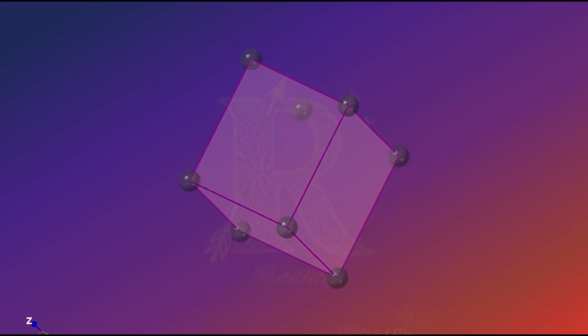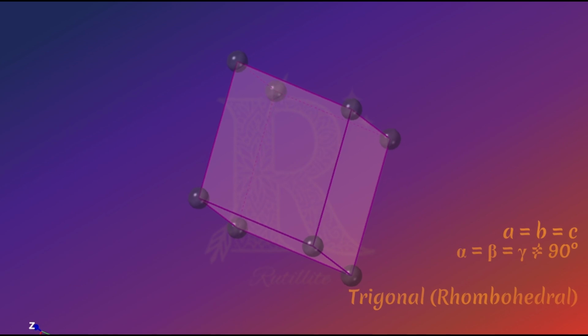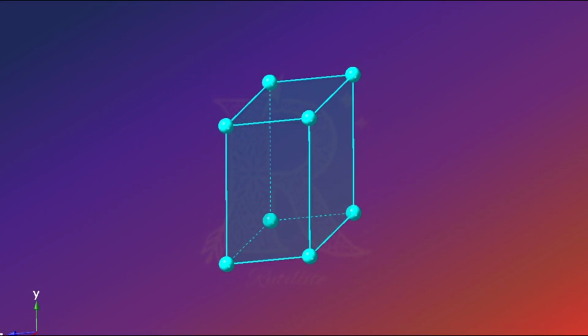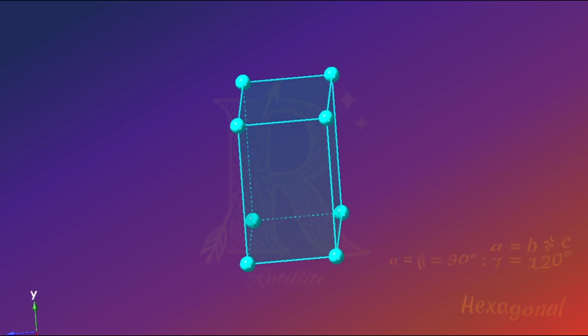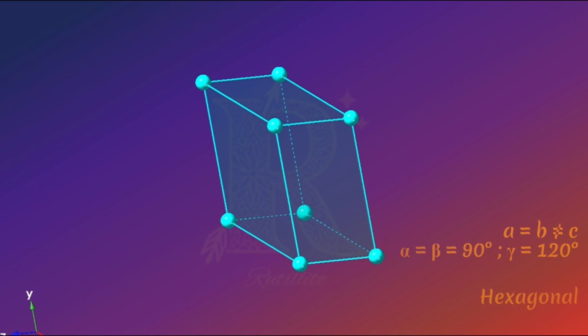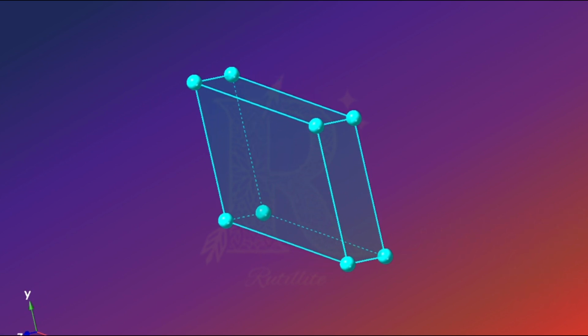Trigonal. Imagine taking a cube and gently pushing it from one corner. You'd get a rhombohedron. Calcite, the mineral in limestone and chalk, forms this tilted yet balanced structure. Hexagonal. This system builds layers on a flat hexagonal base. Two sides are equal, and the angle between them is 120 degrees. Graphite forms strong sheets of carbon atoms stacked loosely.